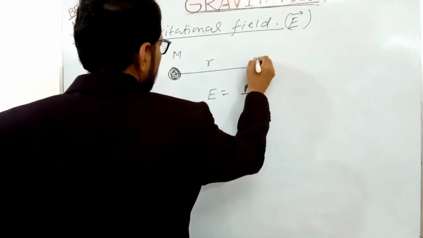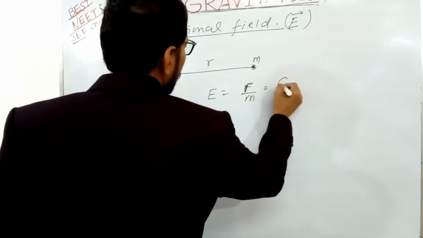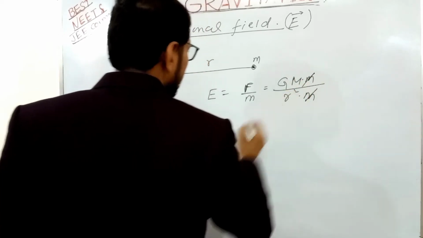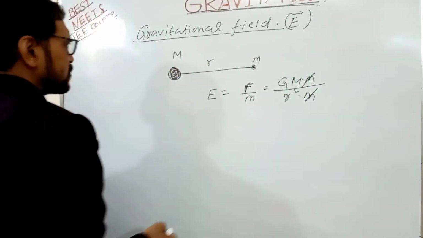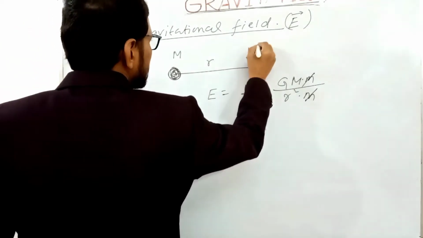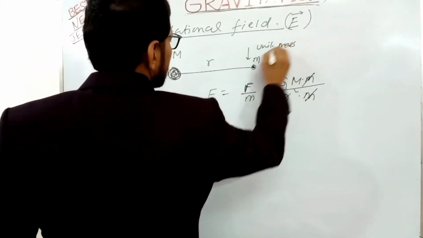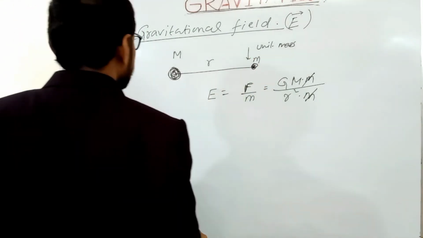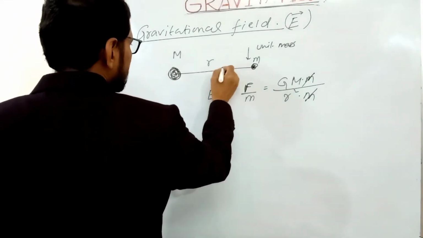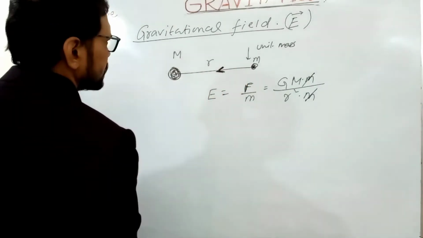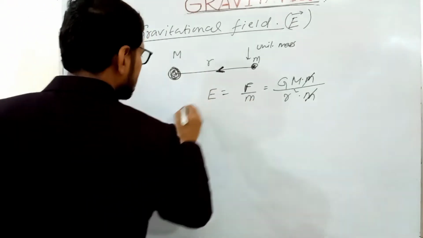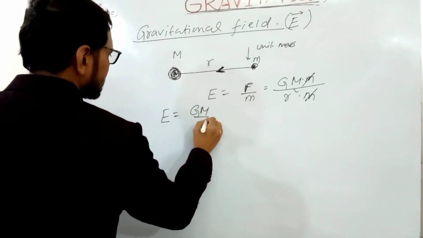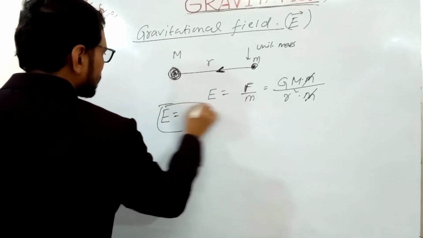If a mass m is present here, now force equals what? G m by r square, divided by m cancels, so GM by r square. That is, we can define that if a unit mass is placed at that point, then the force acting on the unit mass is called the gravitational field. It is directed towards this. Now the gravitational field due to a point mass is GM by r square, that is the force acting on unit mass. This is the formula.